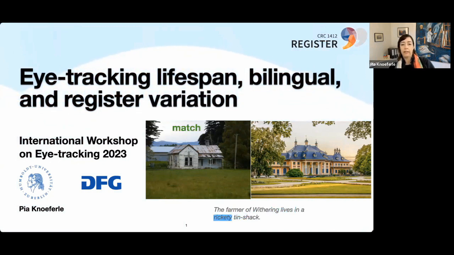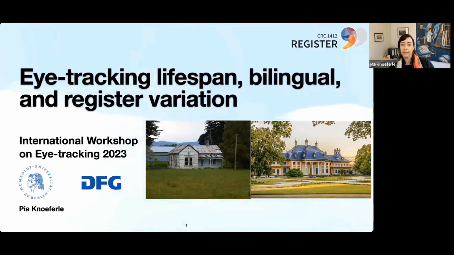You see that there's a match between the left photograph of a hut, which would fit with rickety tin shack, and there's a mismatch with the mansion, the palace that you're seeing on the right. So we can use manipulations like this that fit or don't fit with language to see at what point you integrate the context that you have just seen, say a photograph here, but also other context, with the sentence.